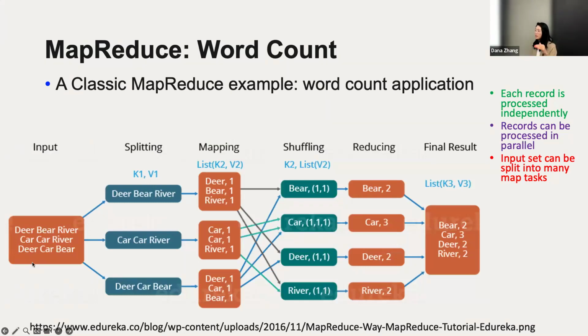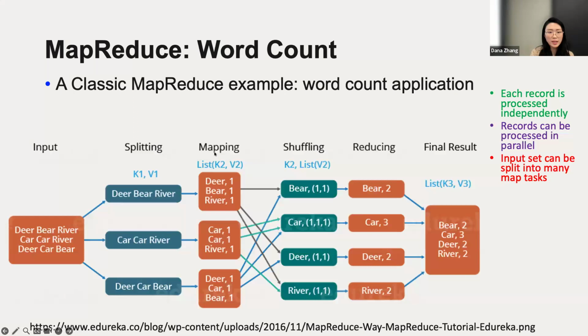So each part is going to take 1 line of text. In the first mapper, I can have the first sentence or the first line of my file as input, so deer, beer, river. The second line, I will send over to another computational mapper. The third line, I will send to a third mapper for doing the computation. So this is the splitting phase, getting it all ready for the map phase.